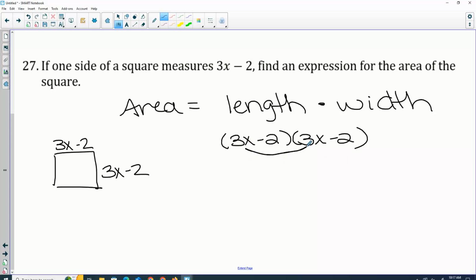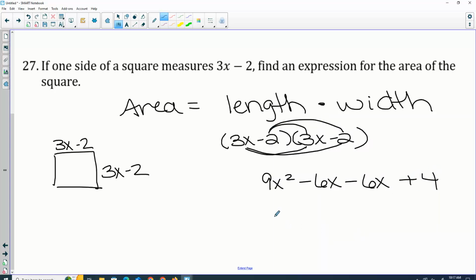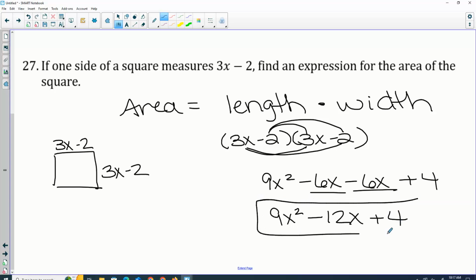So 3x times 3x is 9x squared. 3x times -2, -6x. -2 times 3x, -6x. -2 times -2 is +4. When we add like terms, -6 plus -6, so my area is 9x squared minus 12x plus 4.